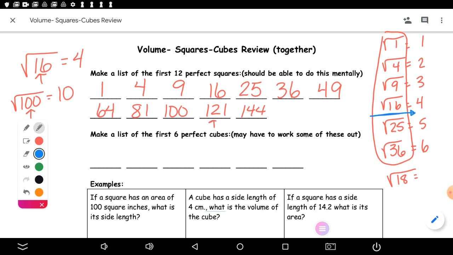Let's make a list of our perfect cubes. We made that top list by taking 1 times 1. How do you think we get the first number in our perfect cube list? Owen?